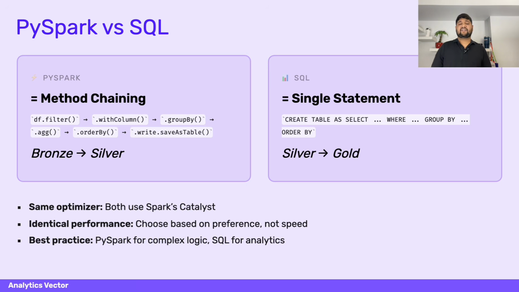The general recommendation is PySpark for complex transformation logic from bronze to silver and SQL for analytical queries for silver to gold. I'll cover real ETL patterns with full code examples in a video coming soon.